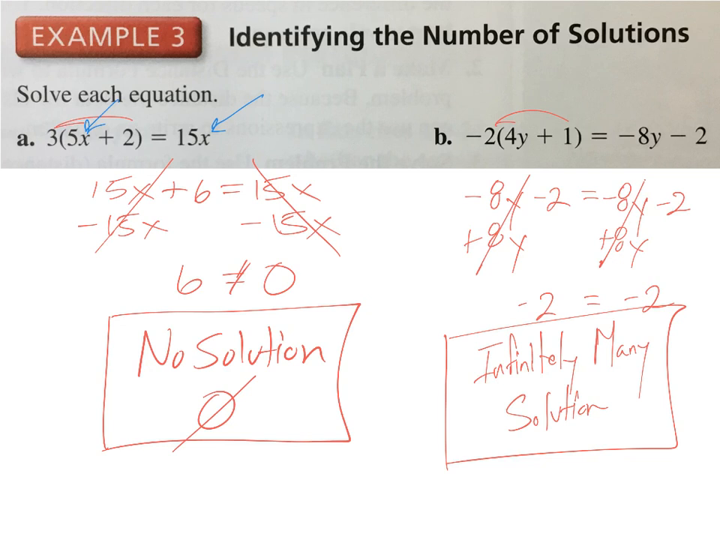Whereas with the second equation here, I could choose any value for y. Plug it in, simplify everything, and the equation will work out to be true. The equality will work out to be true. And that's why there's infinitely many solutions, because you could choose any number you want, and it will work out to be true. And that's it for today's lesson.